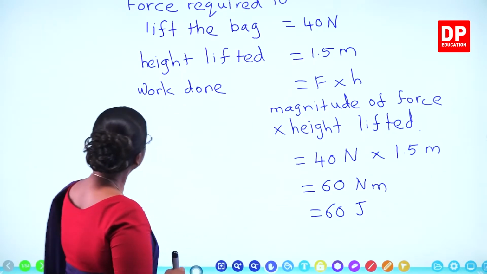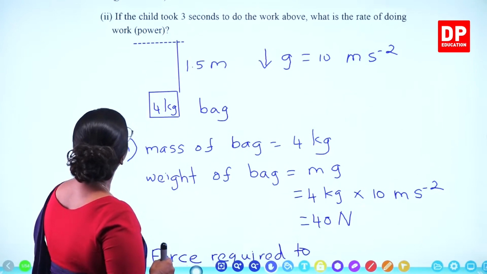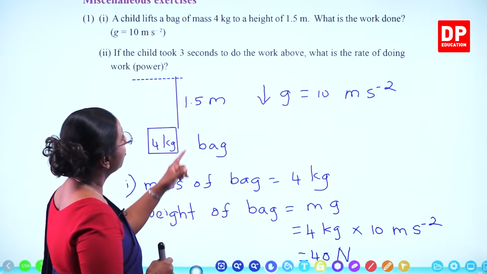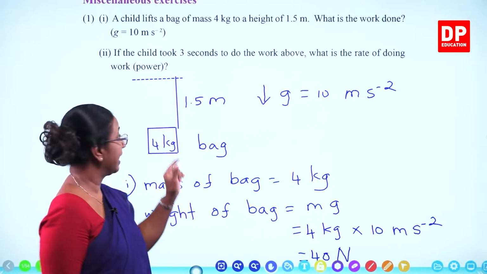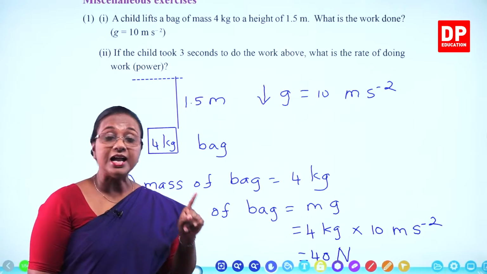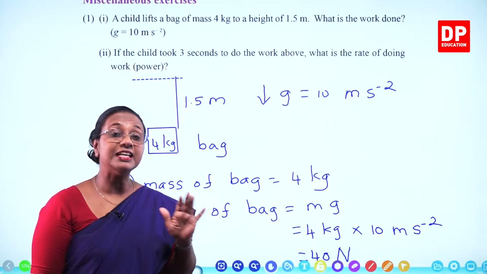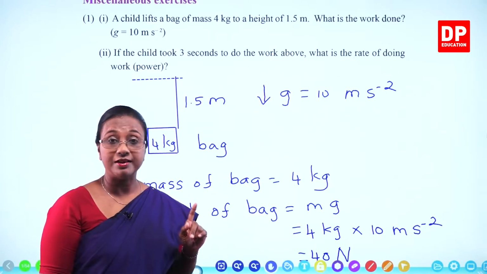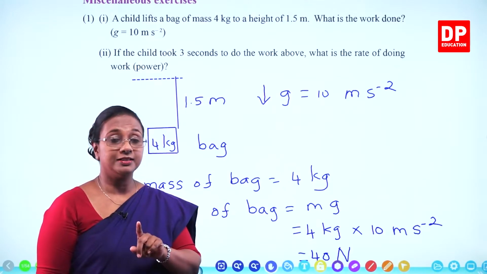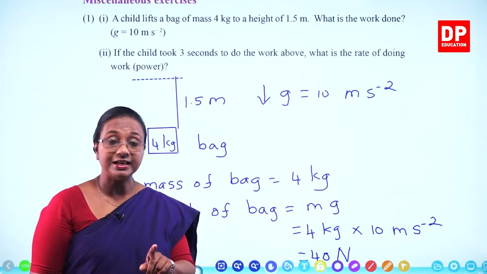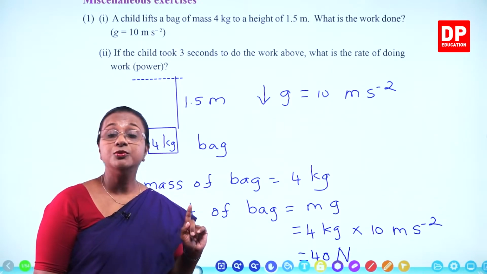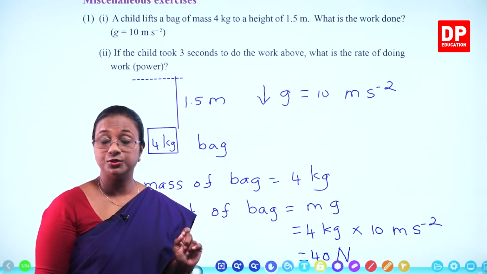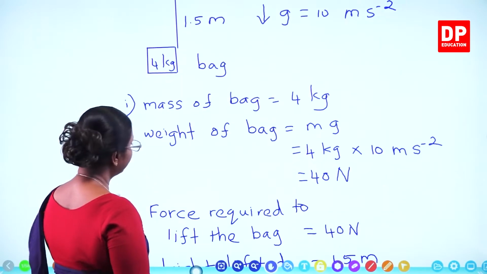Then if we look at the second question. If the child took 3 seconds to do the work above, what is the rate of doing work? That is power. So the work done in a unit time, or the work done in 1 second, is considered as power in watts. You can remember that. Joule per second. Joules is work, per second, unit time. So the unit for power is watts. Joules per second is equal to watts. So that is what we need to calculate here.